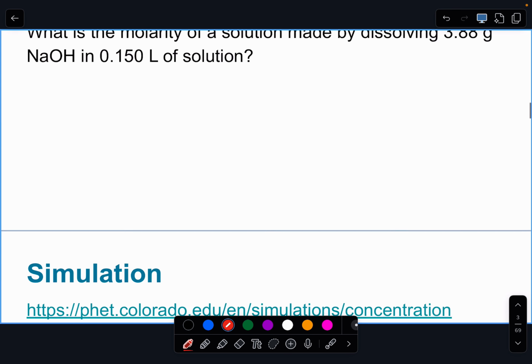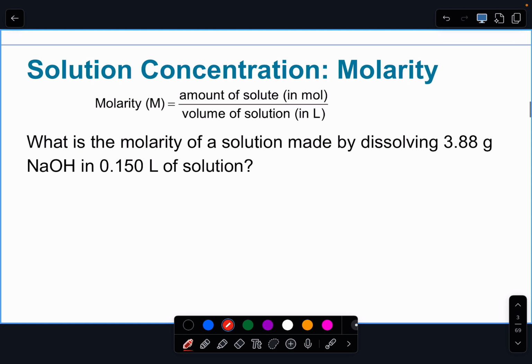Okay, so I'm going to scroll back up to this problem. So this is where we formally get that definition of molarity. So molarity is the amount of solute measured in moles over the volume of solution in liters. And if you haven't noticed already, it's a unit over another unit. Just like grams per mole was a unit over another unit, or density, grams per milliliter, was a unit over another unit. So you can be pretty darn sure that this is going to be used as a conversion factor.